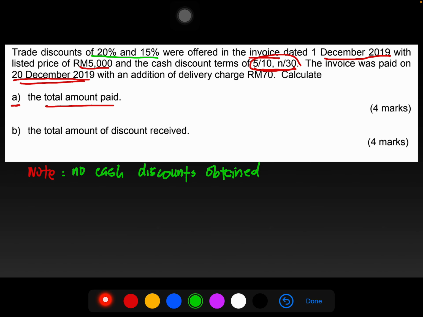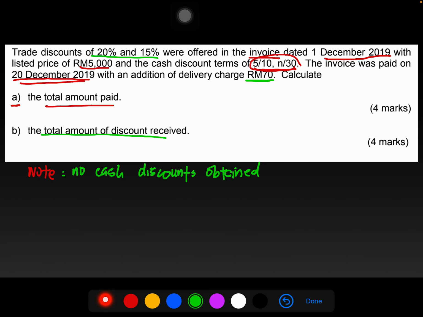Okay, so we should expect that we are paying the list price minus the trade discount, but pay attention also, we also have a delivery charge of 70 ringgit. So bear in mind that any additional charge will not be offered any trade discount or cash discount. Okay, it must be computed separately or added up separately. Okay, so that is the total amount paid. All right, and the next one is the total amount of discount received. This is also quite straightforward because we know by now that the trade discount that we're going to get is only the 20% and the 15% only.